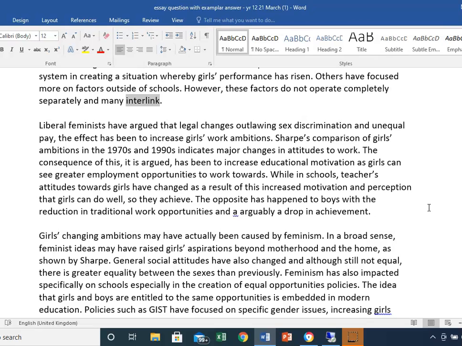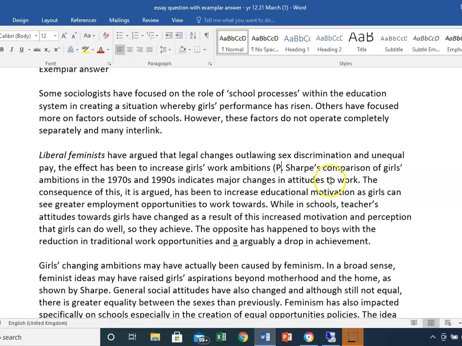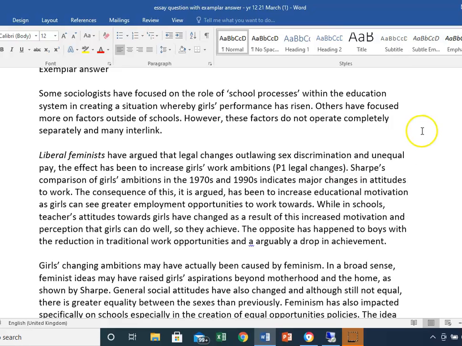So, first paragraph. They talk about liberal feminists straight away. So make it that slanty. That's theory. Liberal feminists have argued that legal changes outlawing sex discrimination and unequal pay, the effect has been to increase girls' work ambitions. So not a great sentence structure. But straight away, I know that this point one is on legal changes. That's the first argument that they're making.